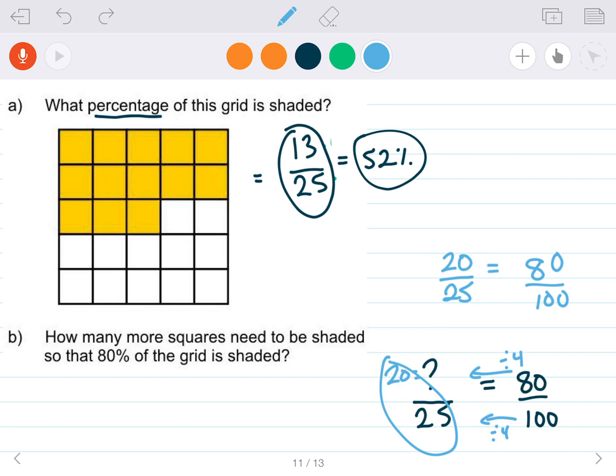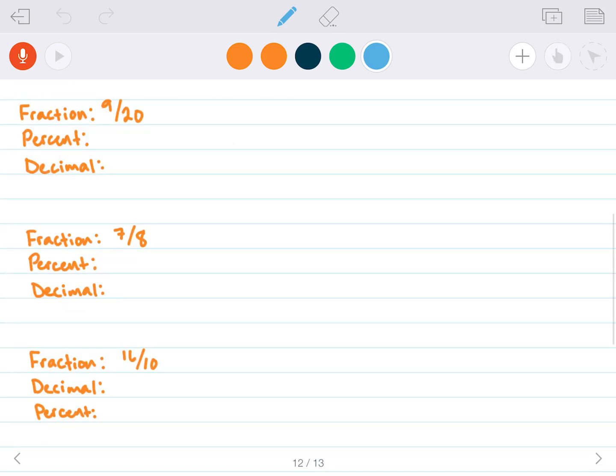All right, so our answer here is, how many more squares? We know that 20 squares need to be shaded in total. This shows 13, so we need to shade some more squares to add up to 20. 5, 10, 15, 20. So how many did I shade? I shaded 7 more to give me a total of 20 squares shaded. So that's the answer there.